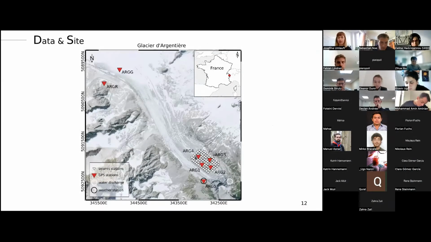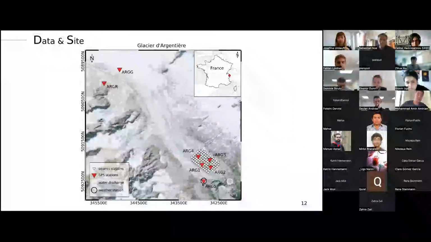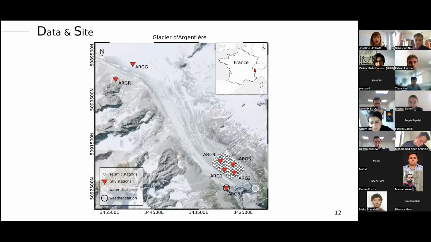So 4 of them are in the environment of the array. Then we also have another one at the accumulation zone, and 2 more stations at the bedrock close to the glacier. Then there was also a weather station and a water discharge station.